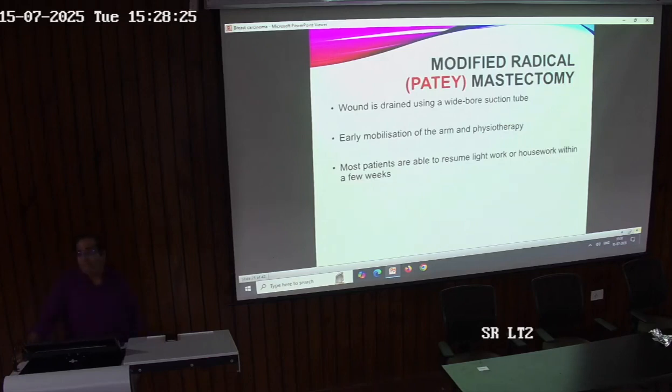After surgery, you always have to insert a drainage tube, since you have performed lymphatic dissection. If you place a drain in the wound, it will remove all the lymph which has collected, which can cause recurrence or seroma formation. The wound is drained using a wide bore suction tube. Early mobilization of the arm and physiotherapy. Most patients are able to resume light work and household duties within a few weeks after the drain has been removed. The drain has to be kept for 2 to 3 weeks.